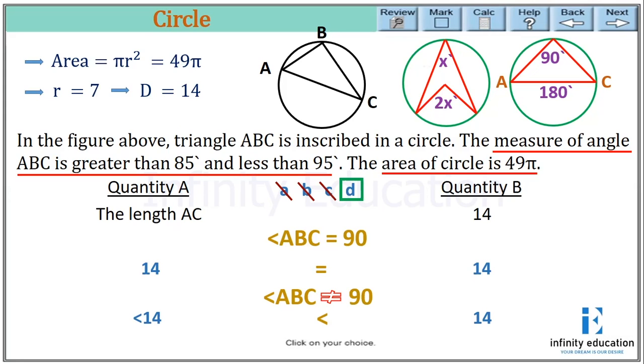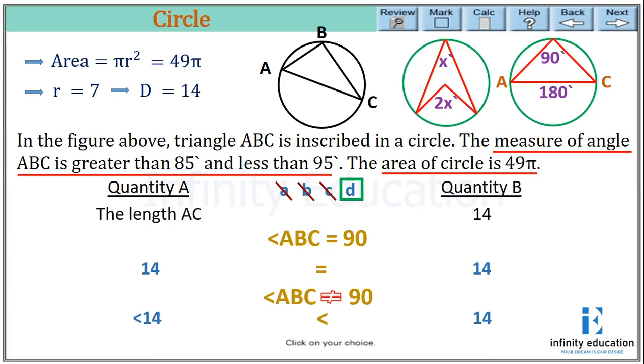Now in the second case, if we are considering ABC is not equal to 90, it can be any value lesser than 90 or more, like 92, 93 or 86 or 88. So the length of AC has to be lesser than 14. So now quantity B is greater, so we can eliminate C, and D is the answer. I hope the question is clear to you.